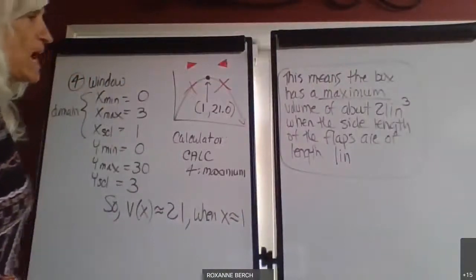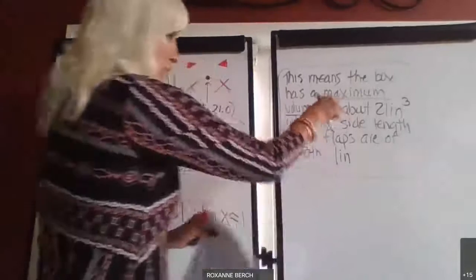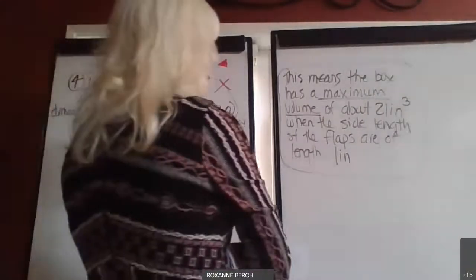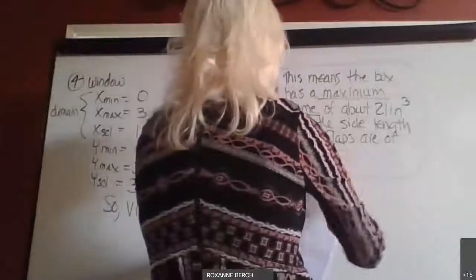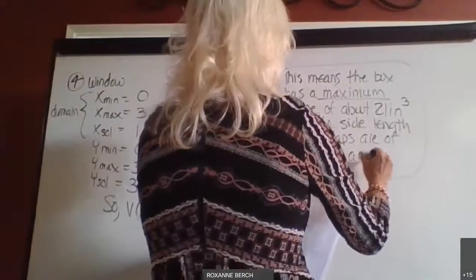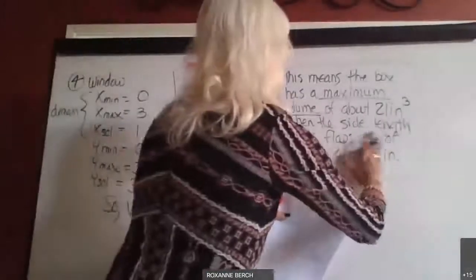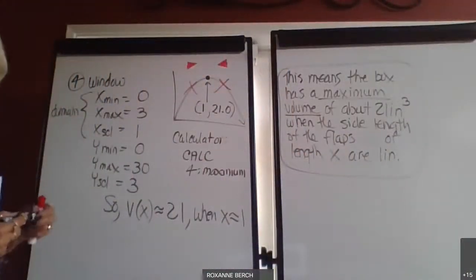So this means the box has a maximum volume of about, that's the Y value, 21 cubic inches when the side length of the flap X is 1 inch. Okay, go ahead, I'll take questions.